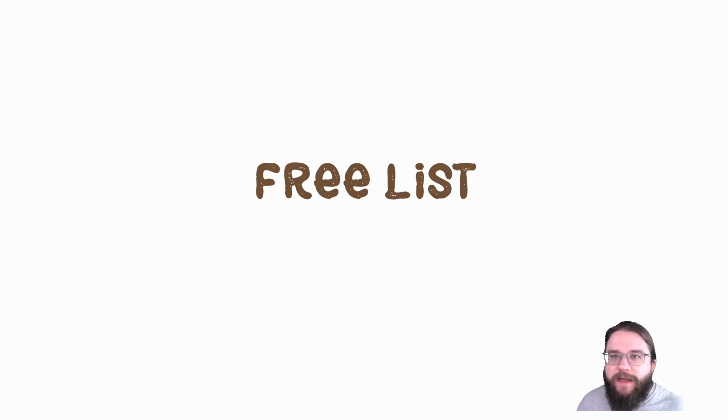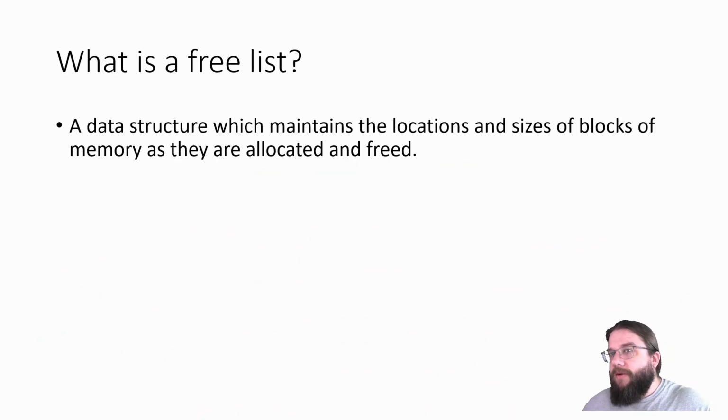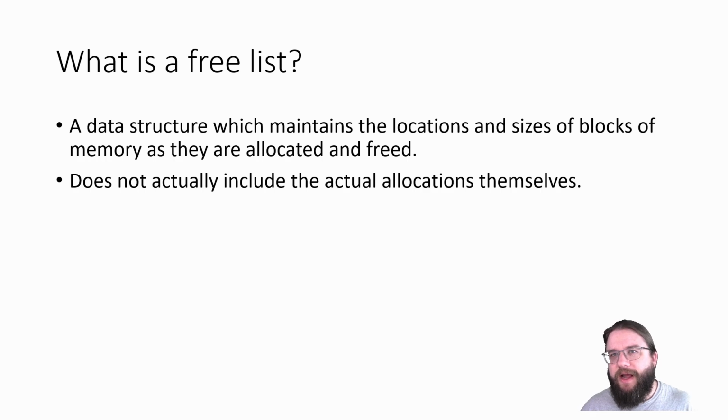Okay, so what is a free list? Our formal definition here of a free list is a data structure that maintains the locations and sizes of memory blocks as they are allocated and freed. This does not actually include the allocations themselves. This only tracks the allocations. So this is going to incur a little bit of overhead when we go to set up an allocator for this, but this is only to manage the data behind that allocation.